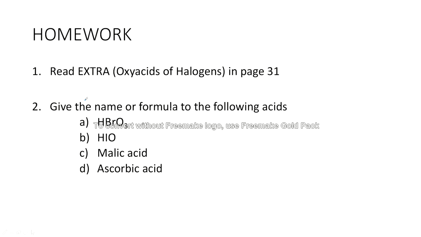And then question 2, you should give the name or formula of the following acids. We have HBrO3, we have HIO. You should give me the formula for malic acid and also the formula for ascorbic acid. Remember that malic acid is the acid that is found in apples and pears, and ascorbic acid is the acid that is found in tomatoes.